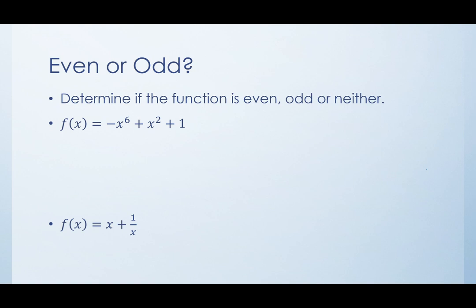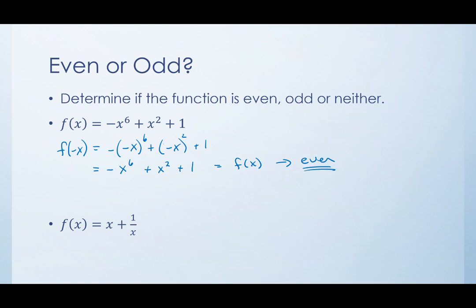So we've got f of x here. What happens if I plug in f of -x? Everywhere I've got x, I'm plugging in -x. So negative x to the 6th plus negative x squared plus 1. And of course, we remember that negatives to even powers become positive. So this simplifies to what I started with, right? So this is equal to f of x.